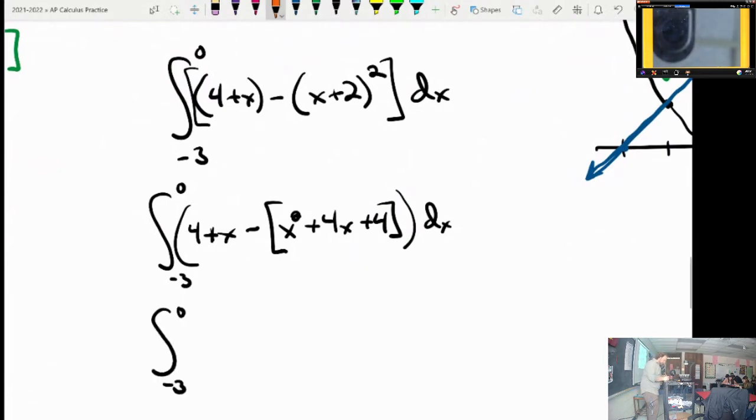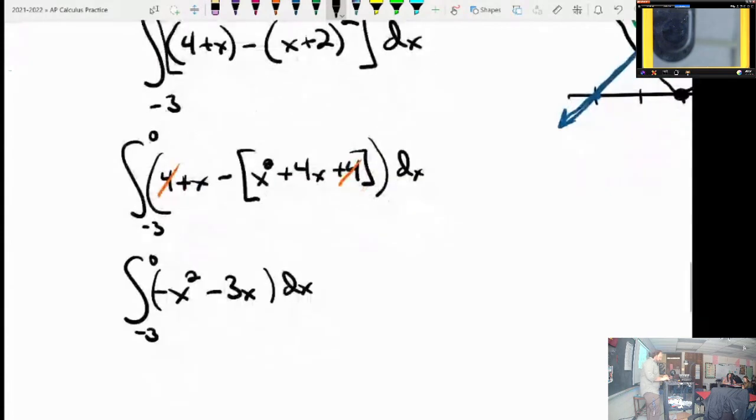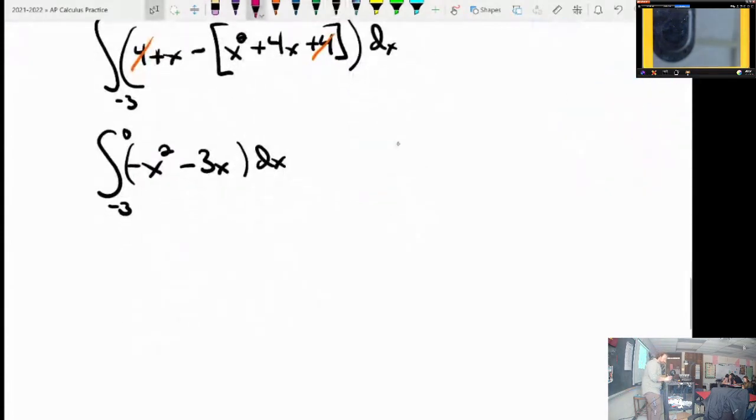Let's see. 4 minus 4 will go away. We'll have negative x squared. x minus 4x is minus 3x. And that's all dx. And at this stage, we're going to do the standard antiderivative, plug in 0, plug in negative 3. We're just going to have to be really careful because there's subtraction involved here. So let's take our time and make sure we don't mess up along the way.